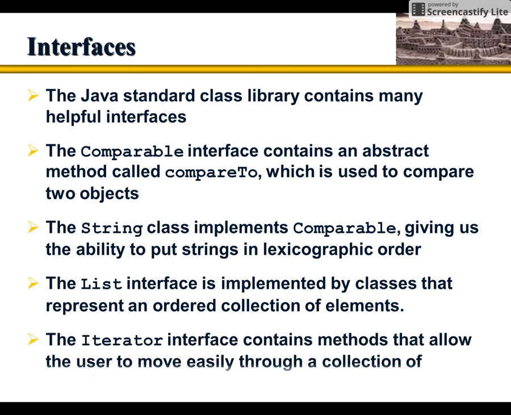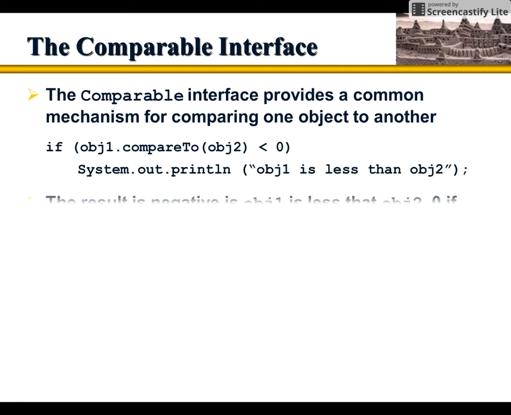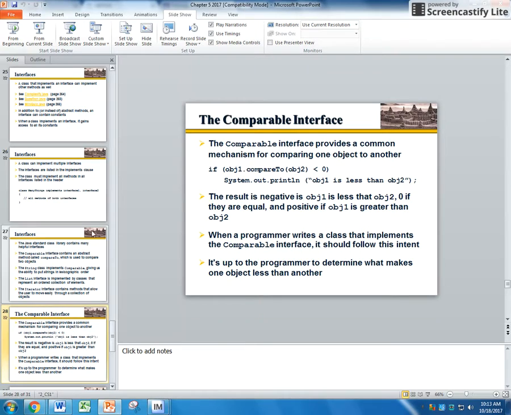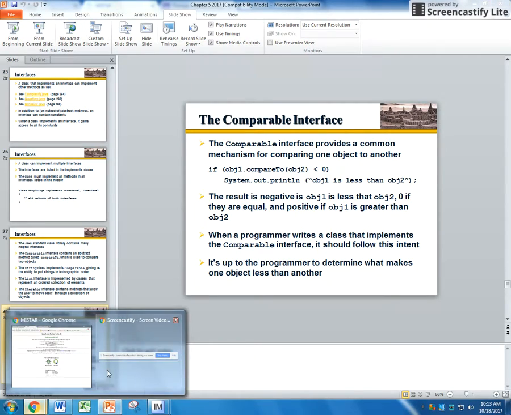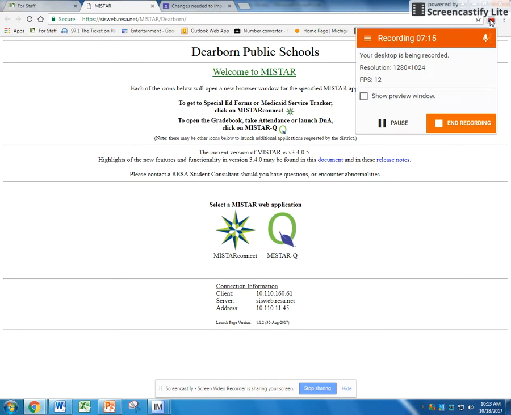And the last thing on this slide says the Iterator interface contains methods that allow the user to move easily through a collection of objects. This is something that we may use later, and I'm speculating that maybe the StringTokenizer implements this interface, but we'll have to go back later and see if that's true. Okay, I'm going to jump out. I'm going to end this video and start a new one because I'm going to run out of time here in a second.